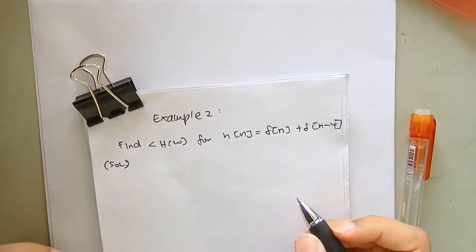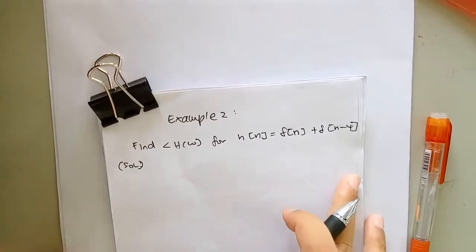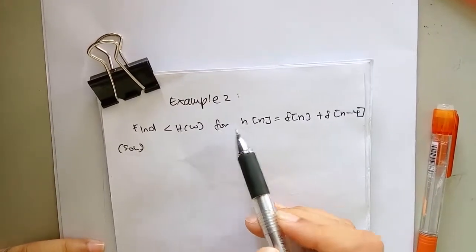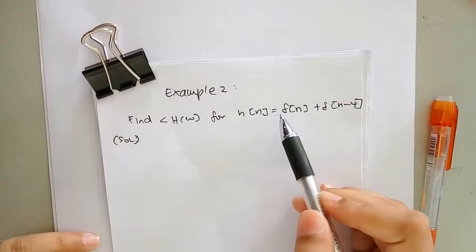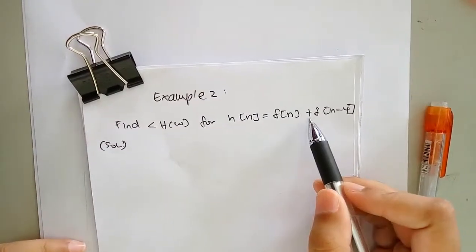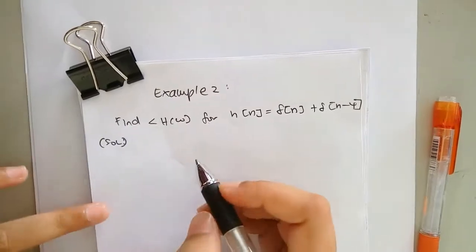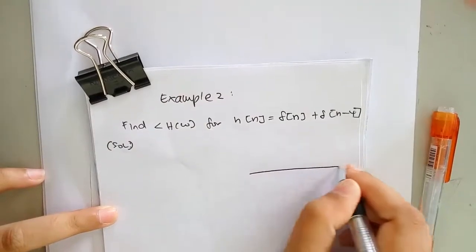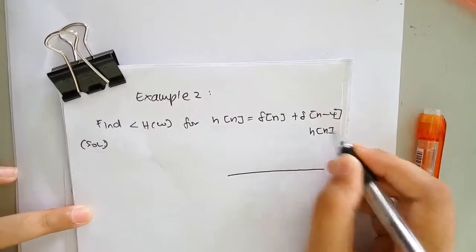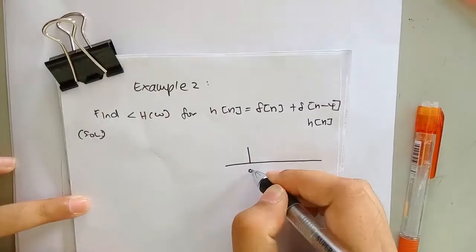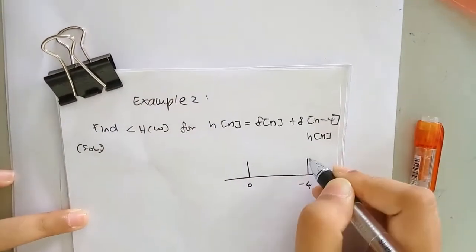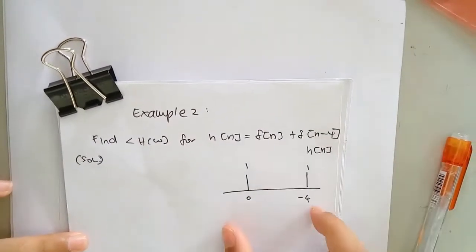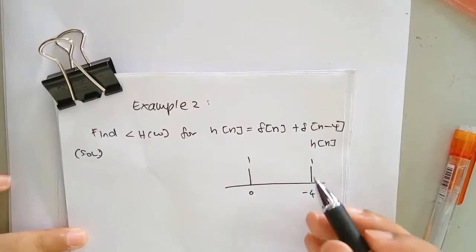Now we would like to move on to example 2. Find H omega, and find the angle of H omega, for the system h[n] equals delta at n plus delta at n minus 4. Firstly, when we have a question, let's draw the signal. At 0 and at minus 4 we have 1. This is the signal of h[n]. We can see that this signal is a delayed symmetry signal.